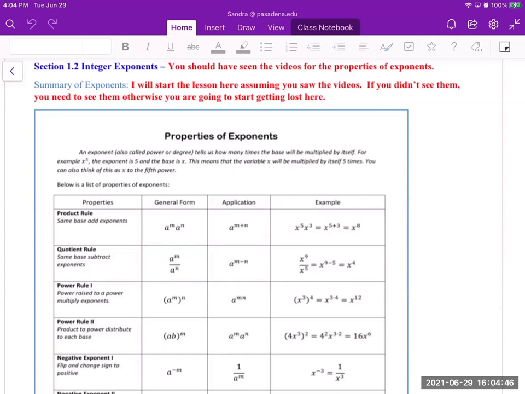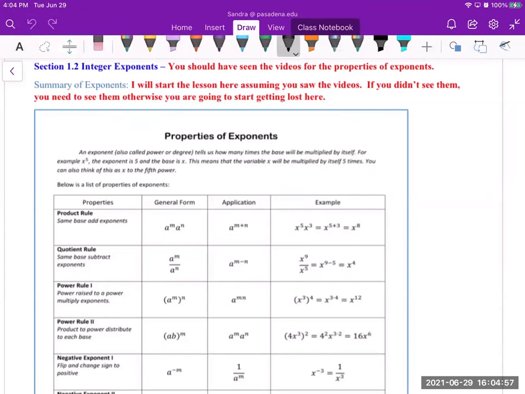You should see the previous video about properties of exponents. If you don't see the video with properties of exponents, you might be a little lost. So seeing the video, I think it's going to be helpful. So I do recommend it. But if you don't want to see the video and you just want to continue here, that would be fine.